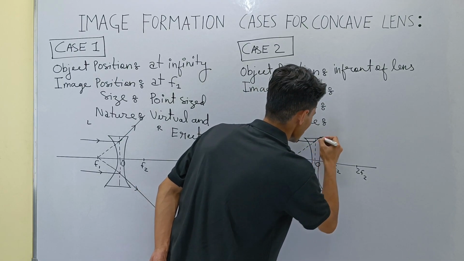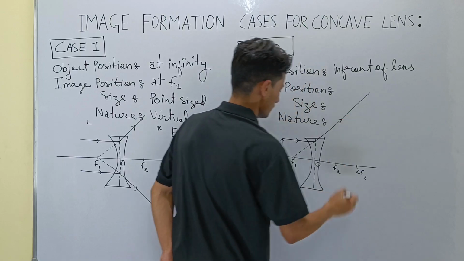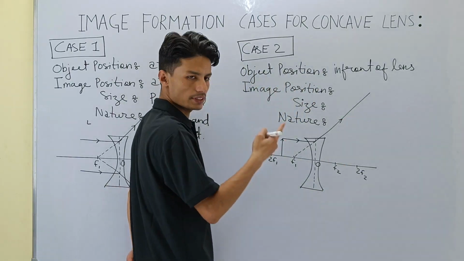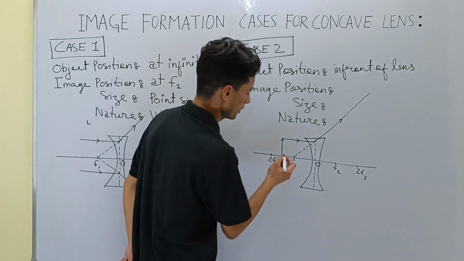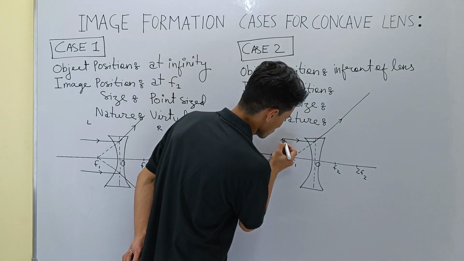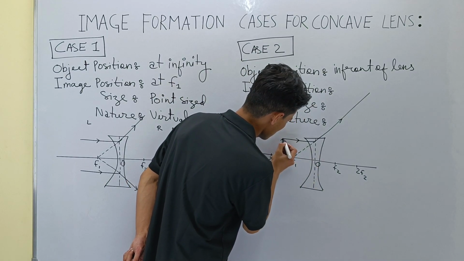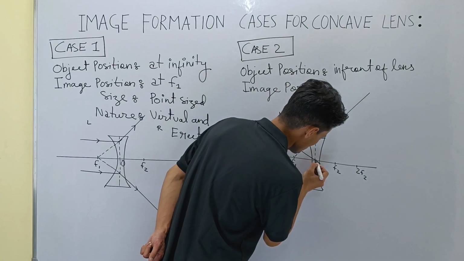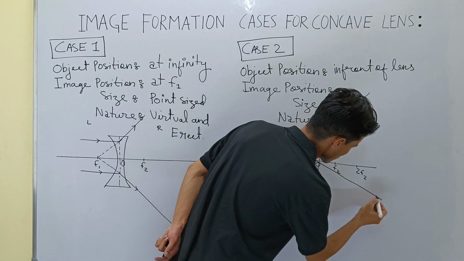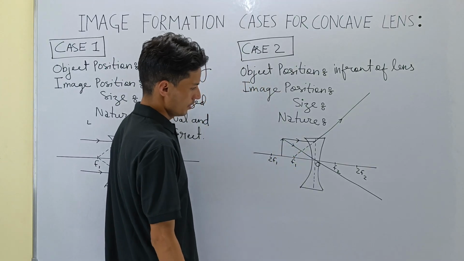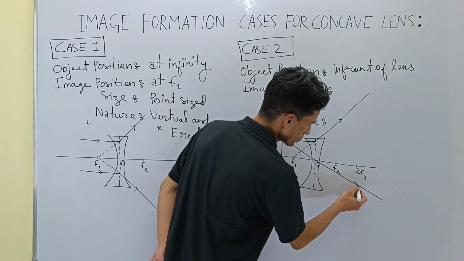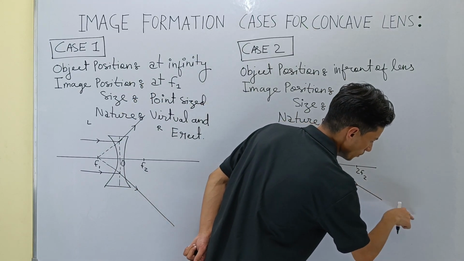Okay, so it will go like this. And for the second ray, I'll use rule 3. Rule 3: it will pass through the optical center and go without any deviation. So this is the second ray. Now this ray continues its journey, and it's going ahead all the way.